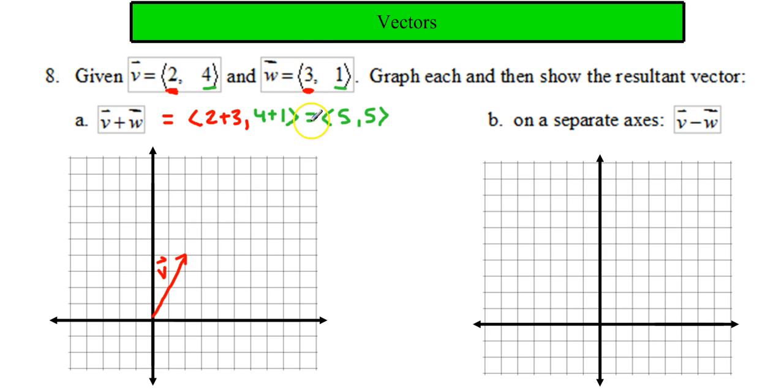And then vector w is going to go an additional 3 units in the x and an additional 1 in the y. So we're going to get something that looks like this. Additional 3 in the x, 1 in the y is going to take us to here. That's vector w. And so what we're left with is what we call the resultant vector, as we talked about the other day. And the resultant vector is going to take both of these into consideration and give us something that looks like this.